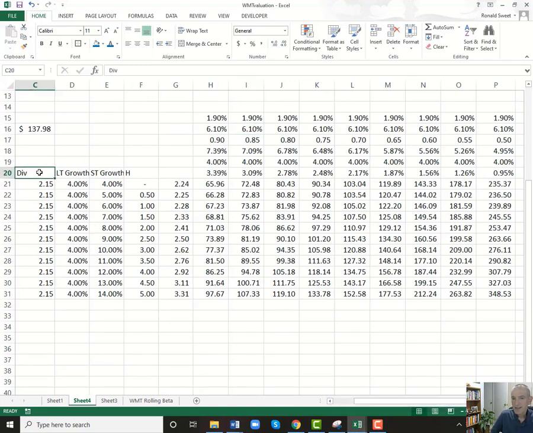Now, for the H model, is there a way for us to do this with the H model? And you don't really need the data table from Excel. You can essentially build your own data table. So let me show you what I did with the H model. I'm not using data table, I'm building my own. So up here I have the risk-free rate.